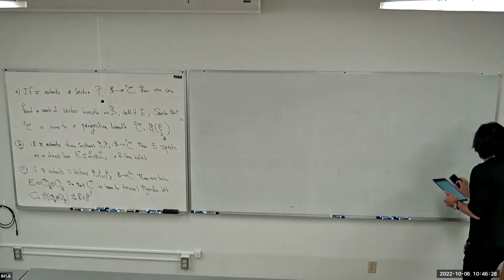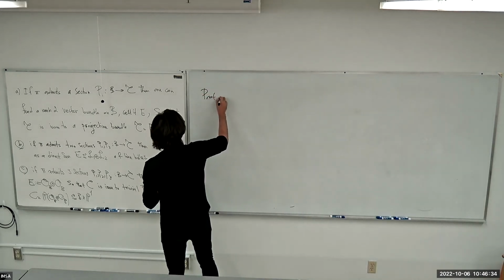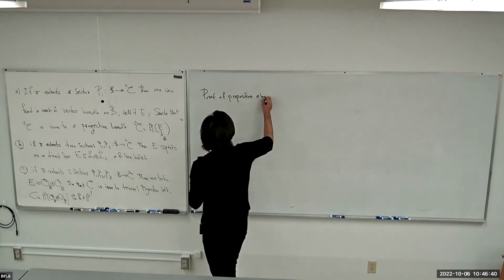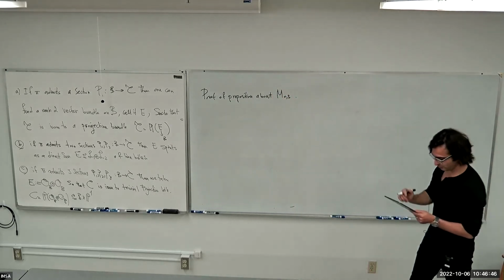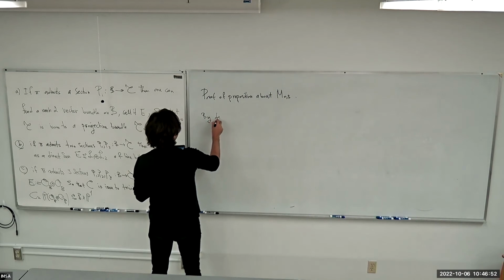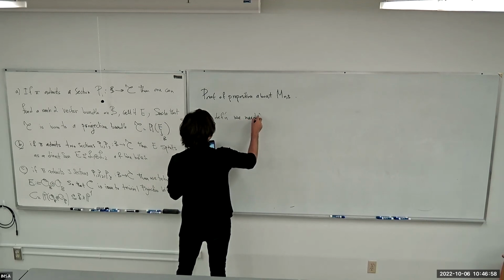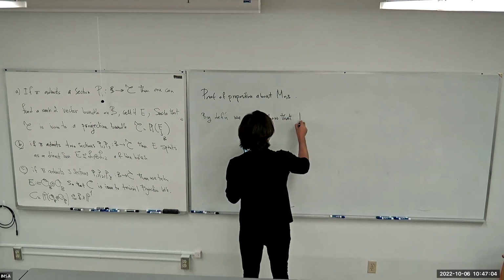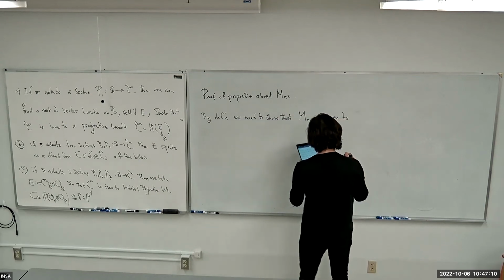Okay. So, proof of the proposition about M03. Now we are going to use that lemma. By definition, we need to show that M03 is isomorphic to a point.